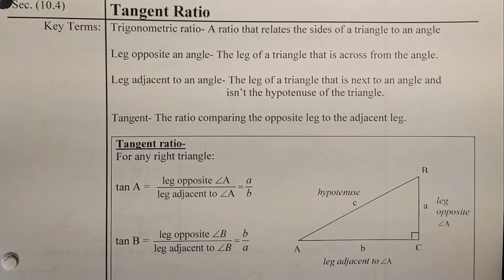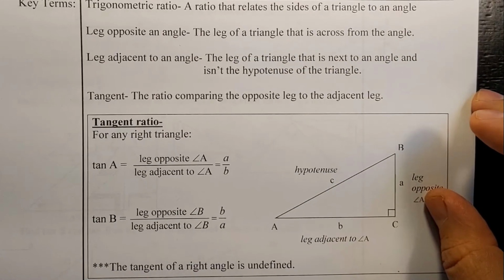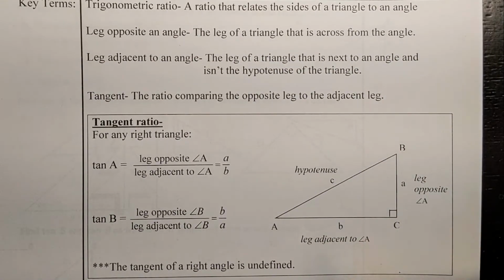Alright, these are notes 10.4. This is where we actually start the trig part of the chapter. So in trigonometric ratios, you're comparing two sides of a triangle, and more specifically, we're comparing two sides of a right triangle. In order to compare them, we have to get the labels straightened out on which one's opposite, which one's adjacent, and which one's the hypotenuse.